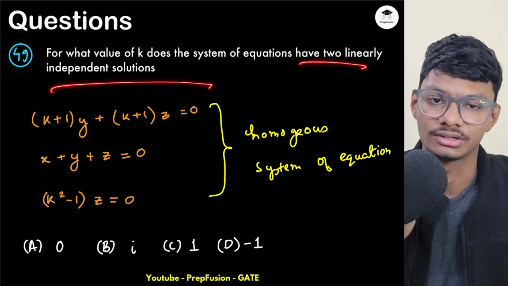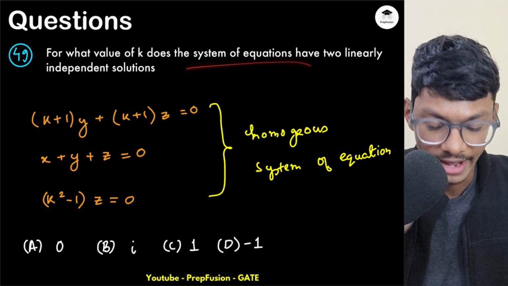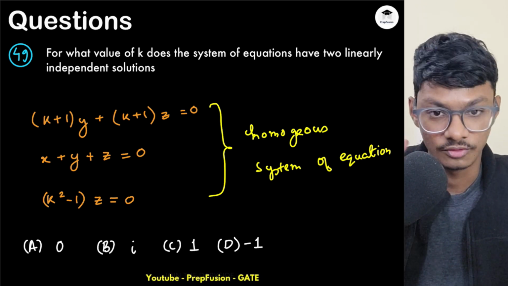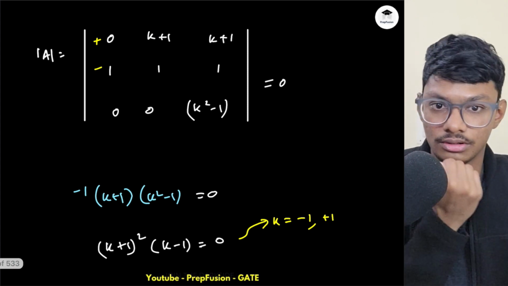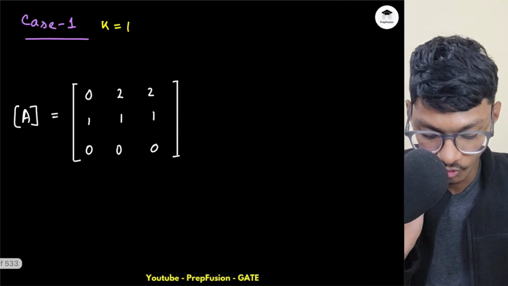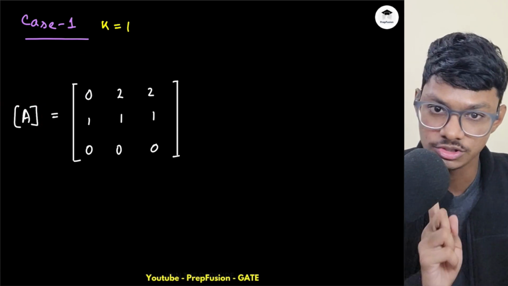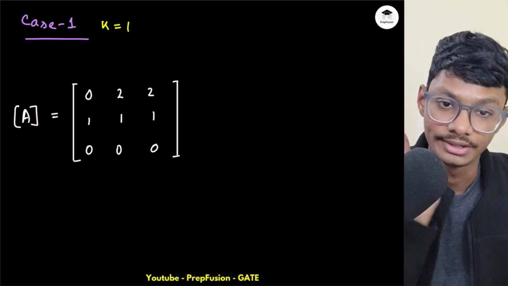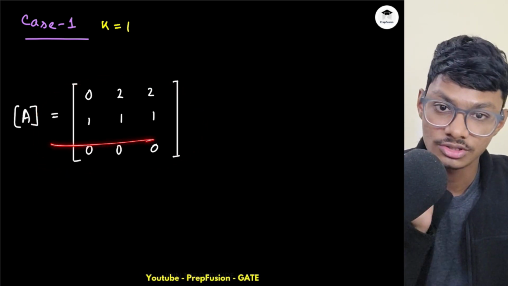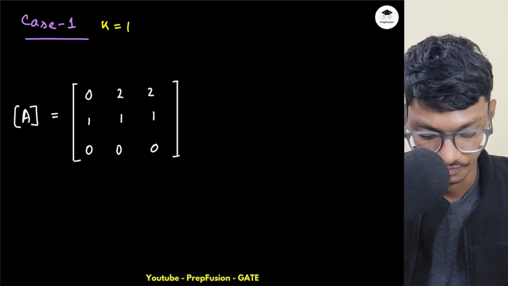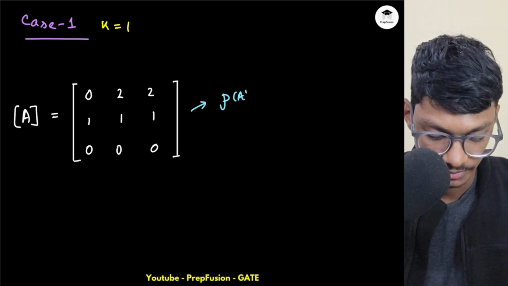But what does this mean, that the system of equations has two linearly independent solutions? What do you mean by that? For us to understand that, we have to go much deeper. So I will write the coefficient matrix for two cases, k equals 1 and k equals minus 1, and from there we will understand. So tell me, what is the rank of this coefficient matrix? The rank of this coefficient matrix is 2.